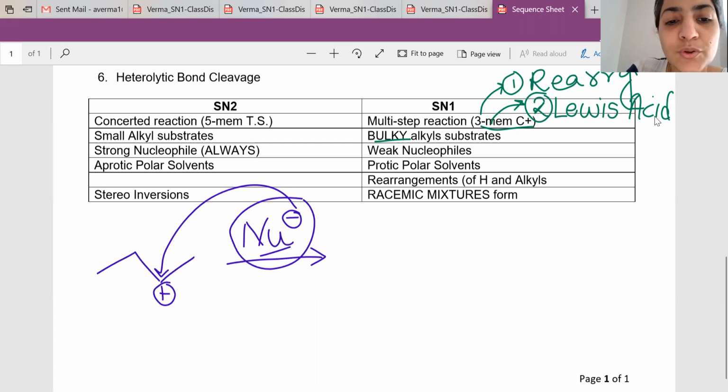If you have a charged nucleophile, it will be a stronger nucleophile. If you have a neutral nucleophile, it would be a weak nucleophile. So the nucleophile or the electron-rich material will attack on this carbocationic site.